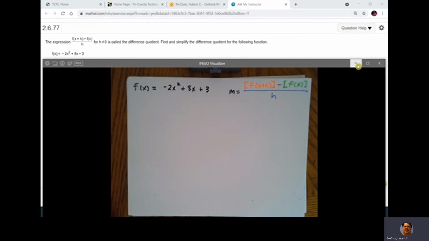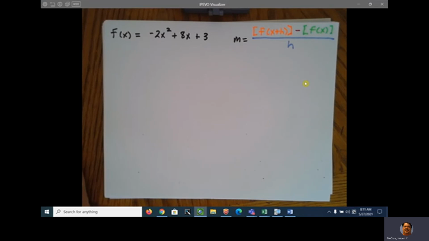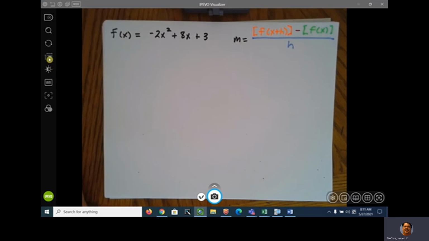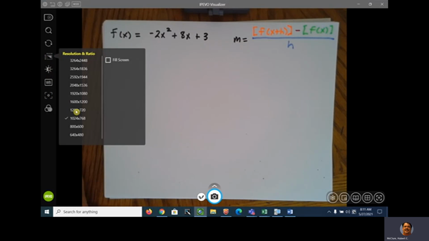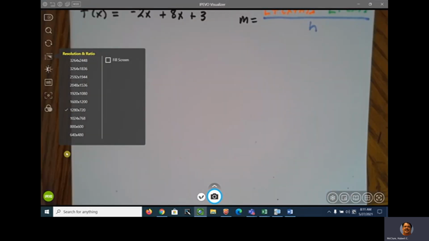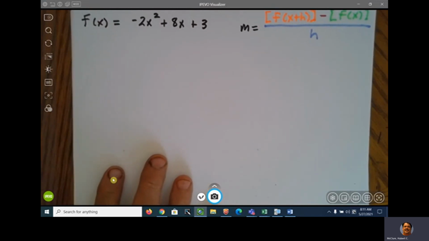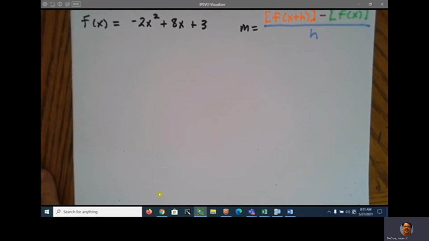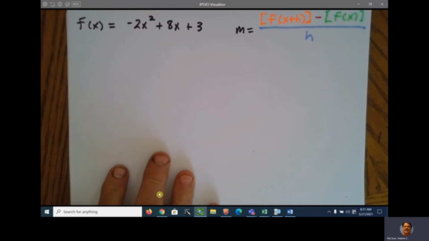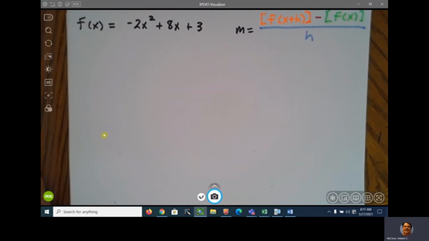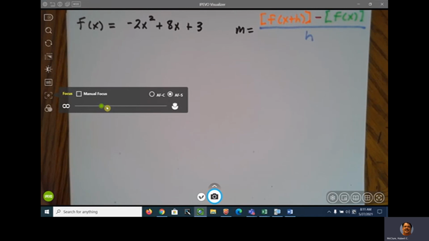So I'm just going to make this large. And let me see if I can get a better resolution here. That's a little bit bigger, so let's try that. And get rid of all the border. There we go. Let me hit the focus just to make sure the focus is about right. That's good.